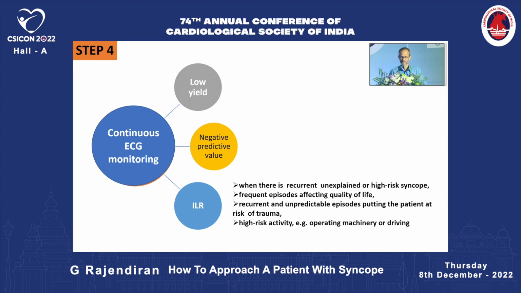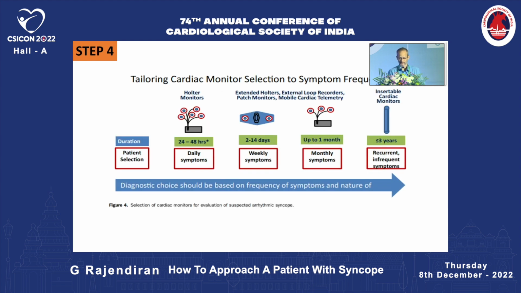That basically means when the patient is on a Holter and the patient has had symptoms but does not have any arrhythmia, then it carries a very good negative predictive value. Well, ILR is not necessarily needed for all the patients, but when there is a patient who is at high risk, or when the patient has been having recurrent unexplained syncope leading on to trauma, then I think ILR is of use. So depending on the frequency of symptoms and the nature of symptoms, you can choose one of these monitoring devices.